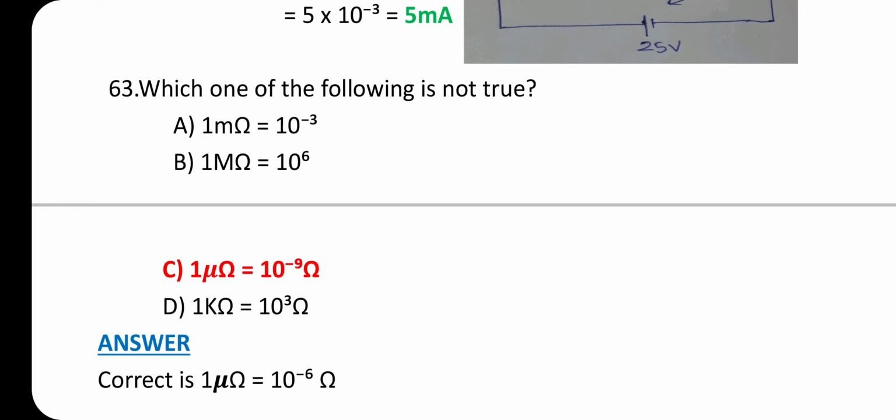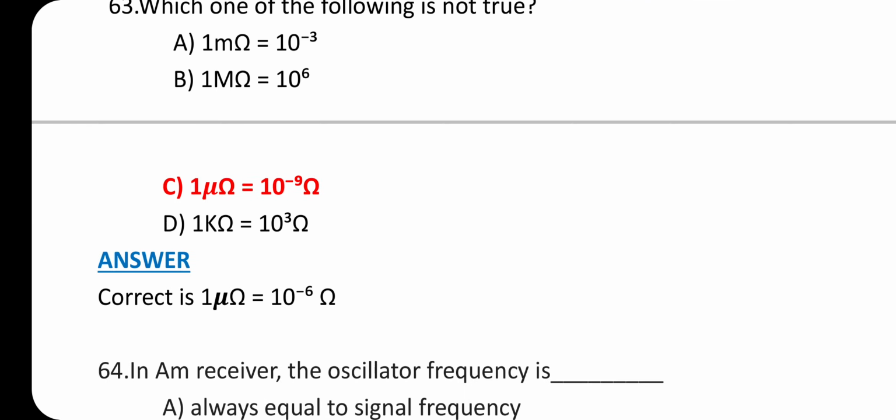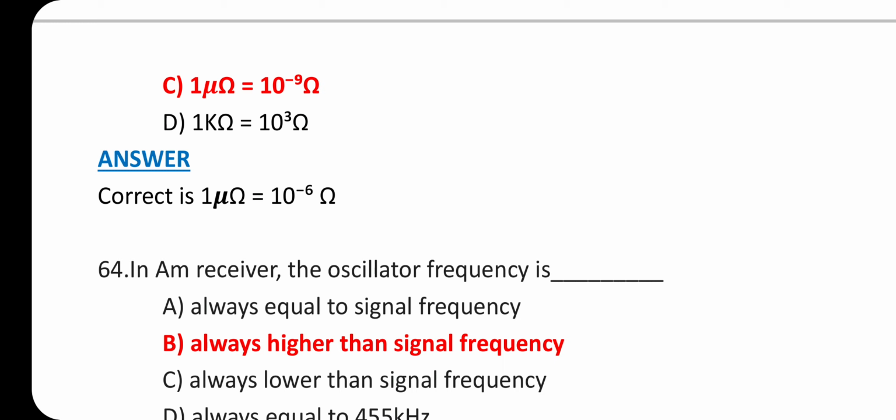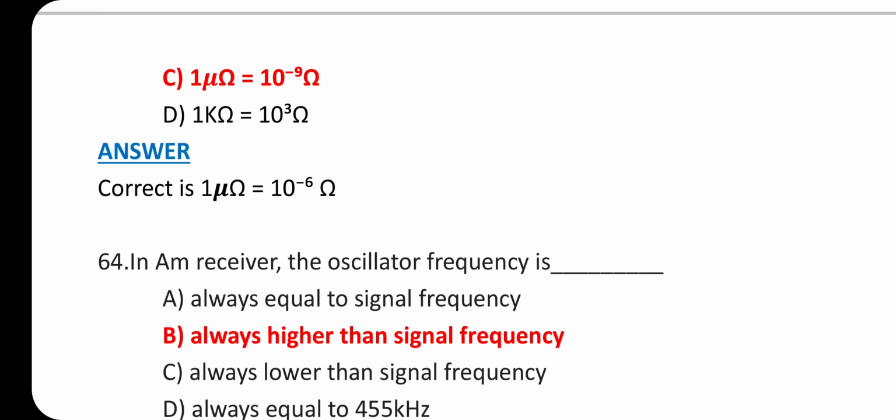63. Which one of the following is not true? Answer is option C, 1 micro ohm equal to 10 raised to minus 9 ohm. That is wrong. Correct, 1 micro ohm equal to 10 raised to minus 6 ohm. 1 pico ohm is equal to 10 raised to minus 9 ohm.